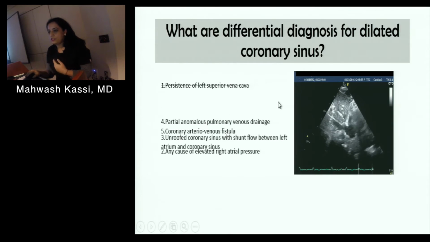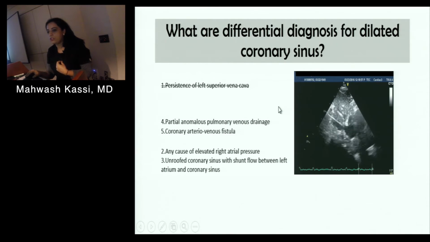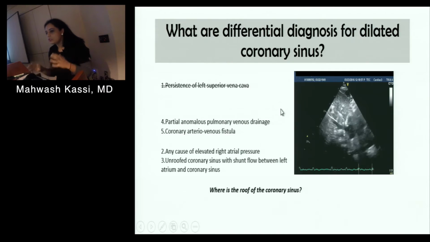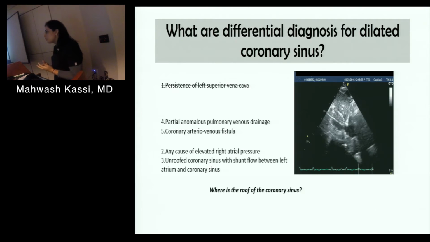Now, the third differential is the unroofed coronary sinus with shunt flow between the left atrium and the coronary sinus. So my first question to myself was, what is the roof of the coronary sinus? Where is the roof of the coronary sinus? Where is the roof?